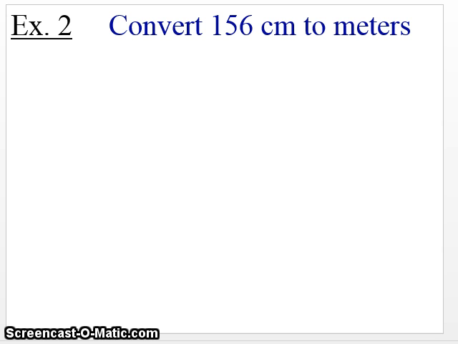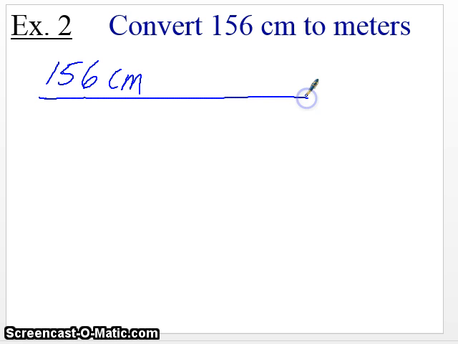All right, convert 156 centimeters to meters. So it doesn't really matter what it says to change it to. I write down the number and units automatically at the very beginning, and then mine looks a little bit different than yours, maybe a little bit more efficient, maybe even neater. We'll find out from the students' scores.